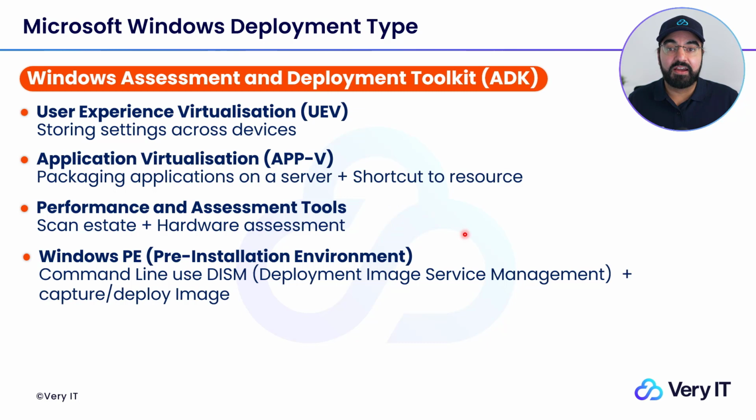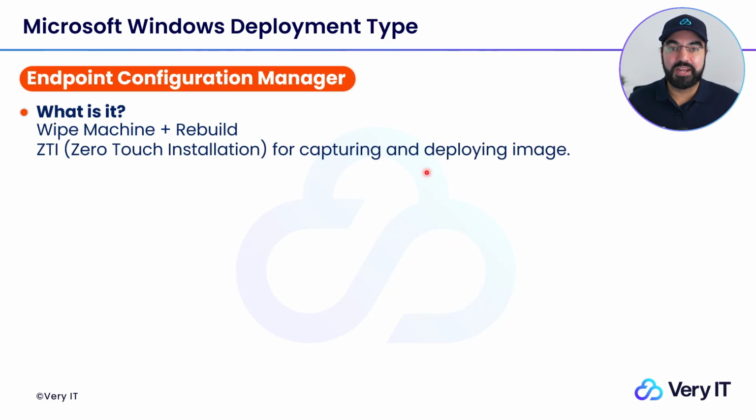And also we have Windows PE, otherwise known as a pre-installation environment, and it's a command line that uses your DISM, your deployment imaging service management, and it will essentially capture and deploy your image. Endpoint Configuration Manager will essentially wipe and rebuild the entire machine. It is a zero-touch installation in that it does capture and deploy the image.